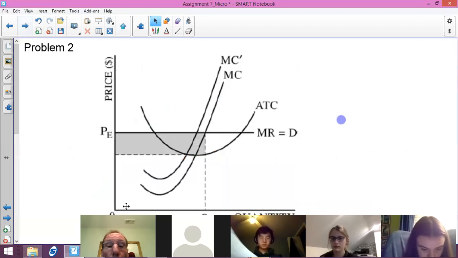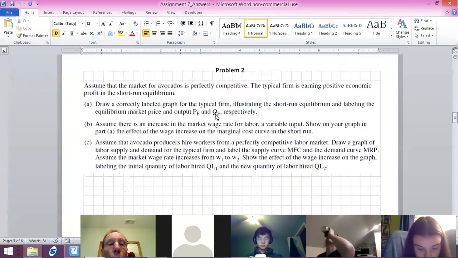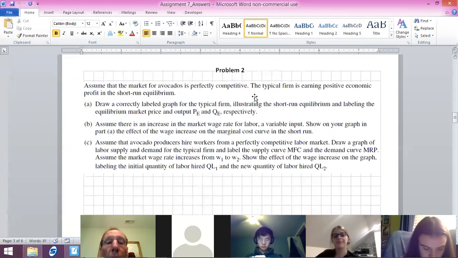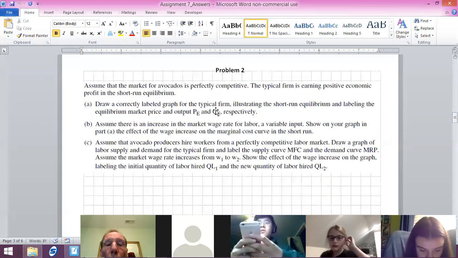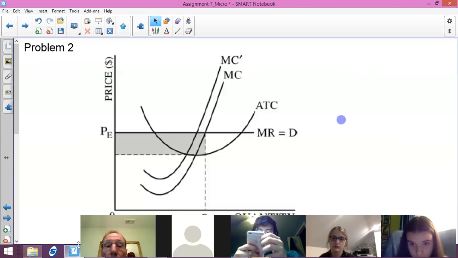Okay, problem two. Let's go back and see what that one is. Okay, once again, we're looking at a market that is perfectly competitive, and this time they're telling us that it's avocados, and a typical firm is once again earning positive economic profit in the short run. So we want to draw a correctly labeled graph just for the firm where we're showing it in short run equilibrium and labeling the equilibrium market price and output PE and QE. Okay, so let's see what that's going to look like. It's going to look like this. Okay, can you see it okay?